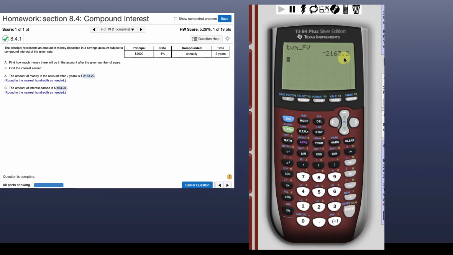And of course, if I started with 2,000, right? And well, this is a negative, but so I could say 2,163.20. I don't need to do this in the calculator, but just to show you, right? Minus 2,000, what I started with. So then that's my interest, right? That's how much I earned in interest. So that's how you do this problem on the TI. Okay. Let me show you another one.